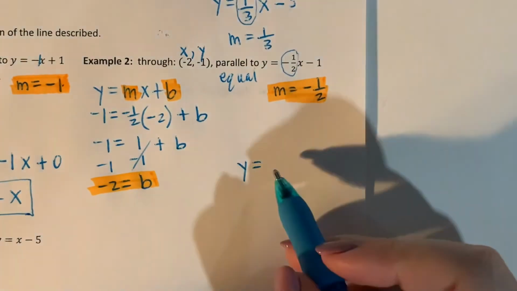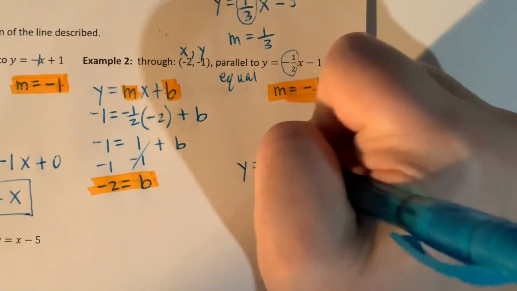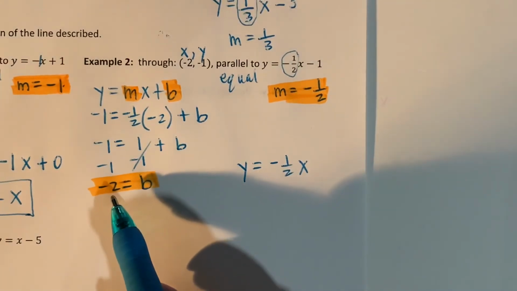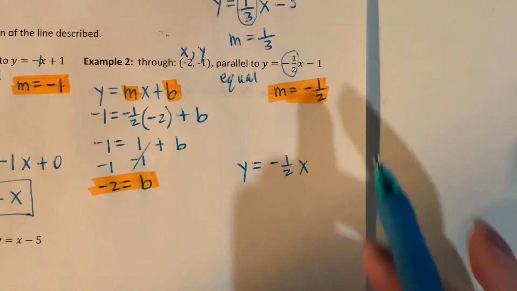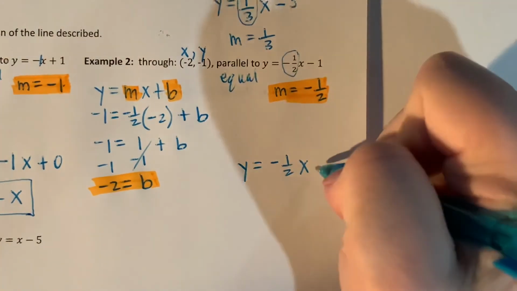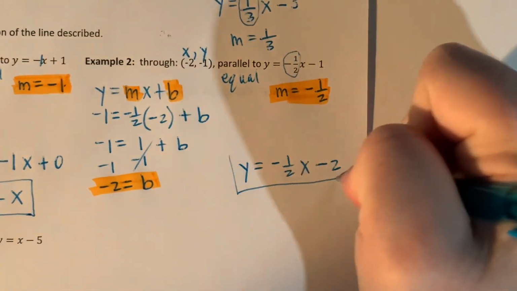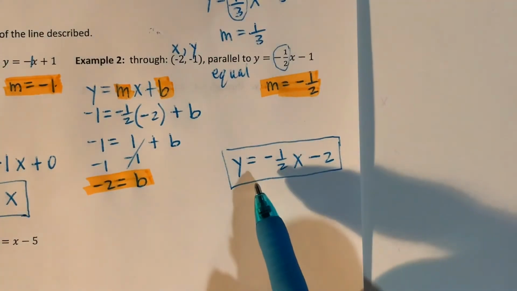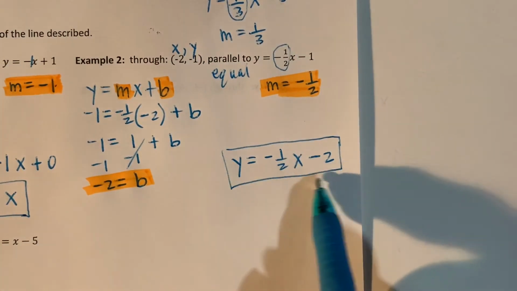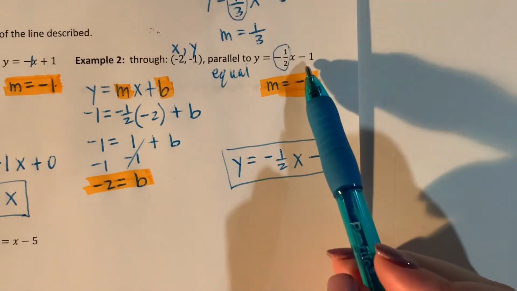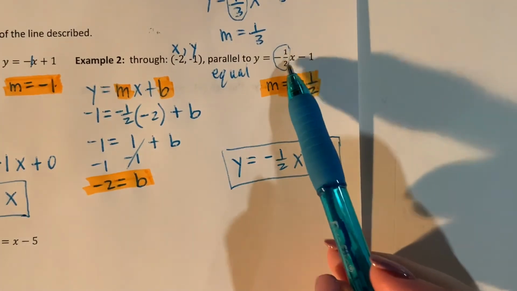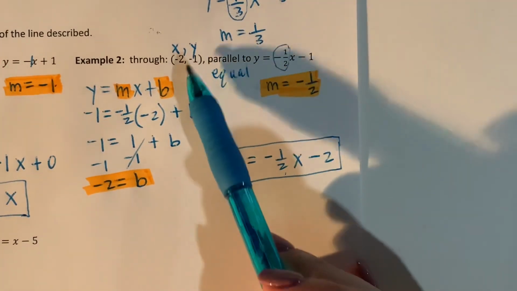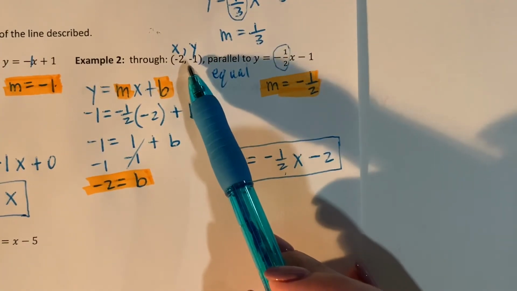So y equals mx plus b, my m is negative 1/2 x, plus my b, which is negative 2. And I'm not going to write plus a negative 2. That would be silly to write plus a negative. So I'll just go ahead and write negative 2. And so there would be my equation. And again, this equation is slope-intercept form of a line that's parallel to this line. Notice they have the same slope, negative 1/2. It's parallel to this line, and it's going to go through this point on our graph.